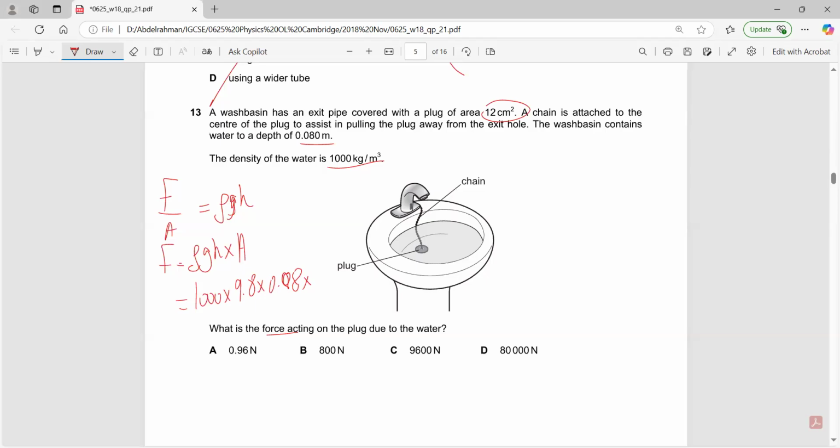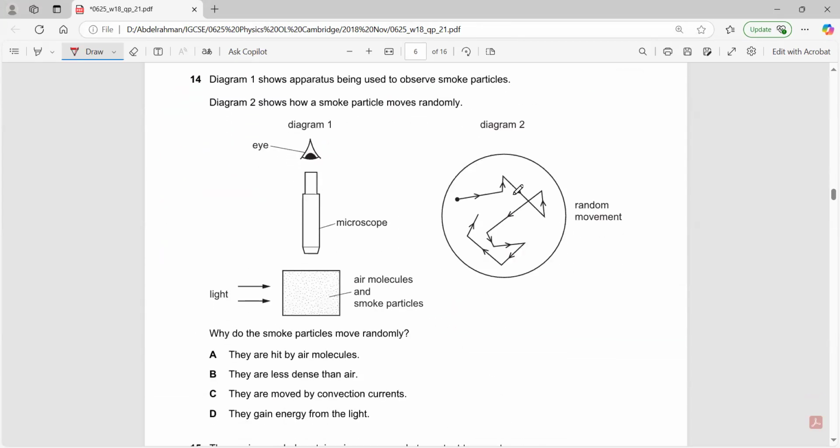Definitely, you need to convert this area to meters squared. How can you convert it to meters squared? Basically, by dividing by 100 squared, which is 0.0012. It would be a very small number, around 0.96 newtons. Okay, good.